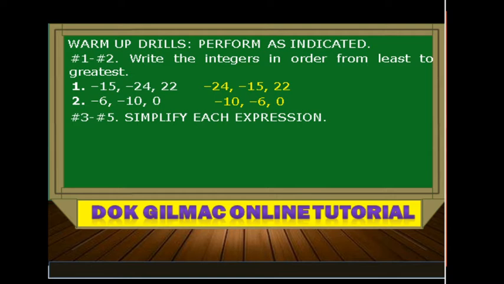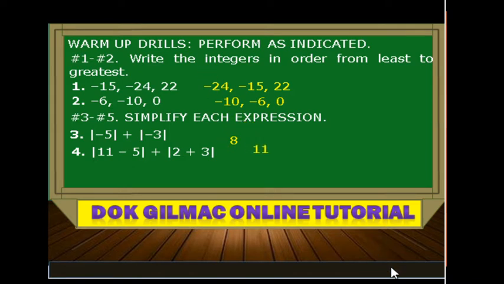Simplify each expression for number 3 to number 5. Number 3, we have the absolute value of negative 5 plus the absolute value of negative 3. So we have 5 plus 3, which is simply equal to 8. Next one, number 4. The absolute value of 11 minus 5 plus the absolute value of 2 plus 3. So we have here 6 plus 5. So that's equal to 11.